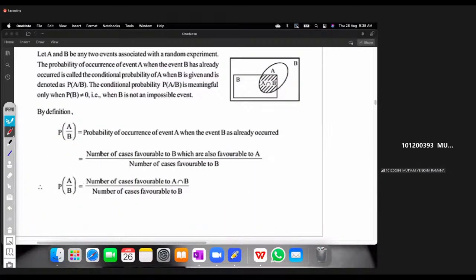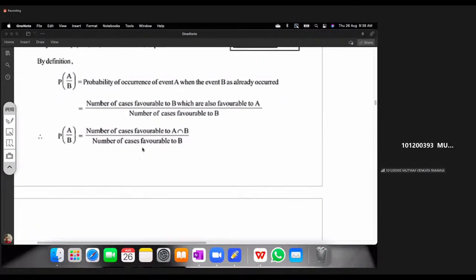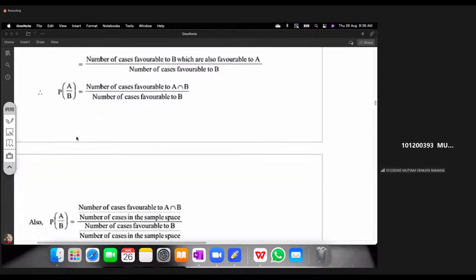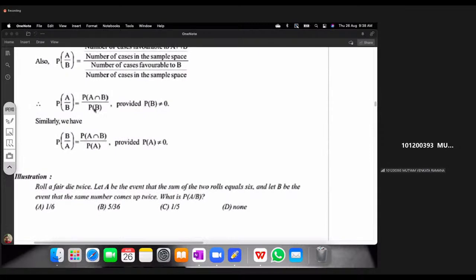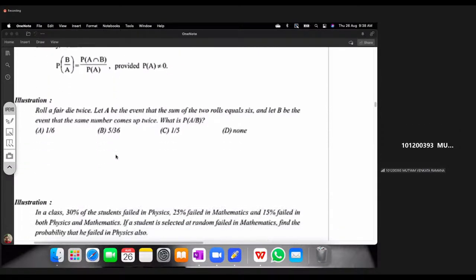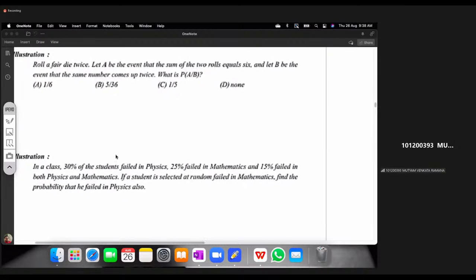So conditional probability is the number of favorable cases A intersection B divided by the total number of cases favorable to B. That is the probability of A given B. Okay, so it is meaningful when the denominator is not equal to 0. Yes. With some examples, you'll understand. The people who are not understanding this, just pay attention. What is this question?